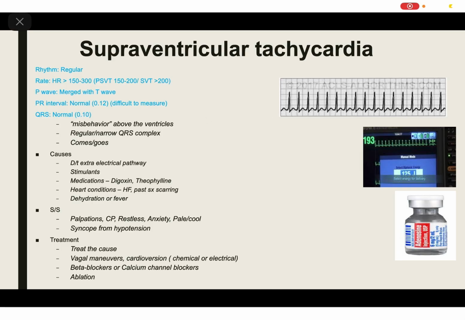So causes: electrical pathway disruption, stimulants, medications, heart conditions, dehydration, fever. You're going to get palpitations, chest pain, restlessness, anxiety, pale, cool, diaphoresis. Treatments: they'll be doing some vagal maneuvers, so they'll have you blow on a syringe, they'll splash your face with cold water. They can use beta blockers, calcium channel blockers, ablation if it's super resistant to all these treatments, and adenosine, Adenocard.